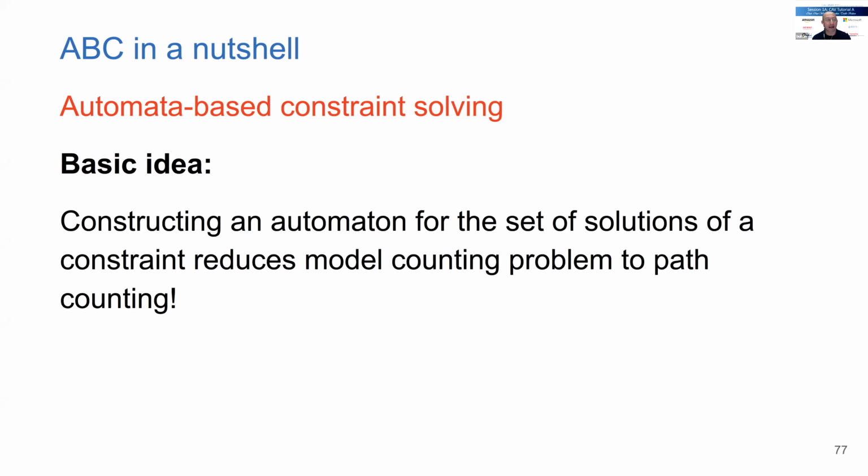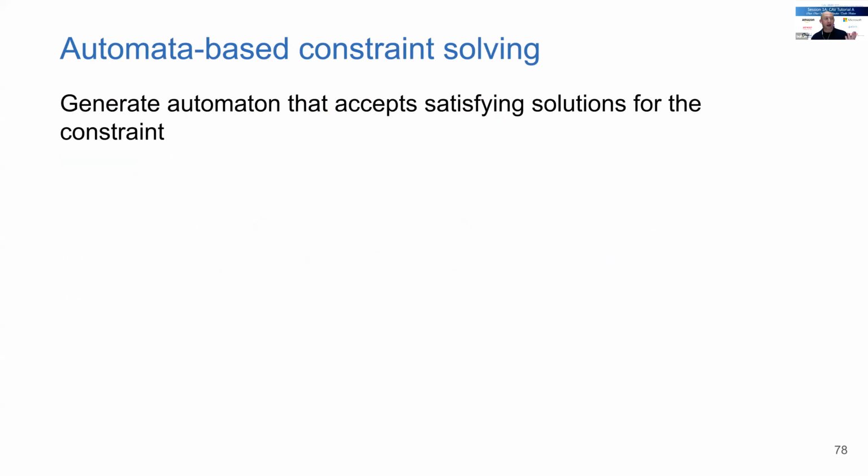But for model counting, there is a huge motivation, because if you construct an automaton for the set of solutions of a constraint, then the model counting problem becomes path counting, because what you are doing is counting the accepting paths in the automaton. I'll show you more on that. It's a beautiful solution to this model counting problem. So our initial step is, given a constraint, generate an automaton that accepts the satisfying solutions. I could talk on this for a couple of hours, but I'll give you a very short overview.